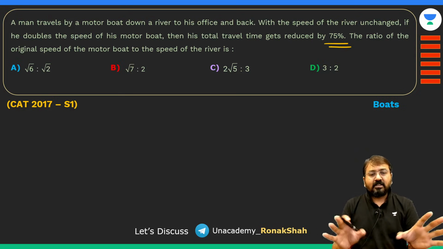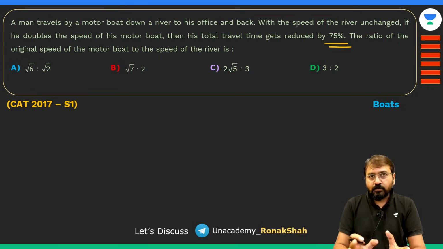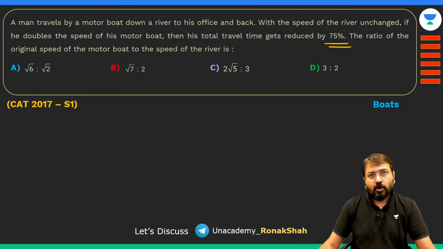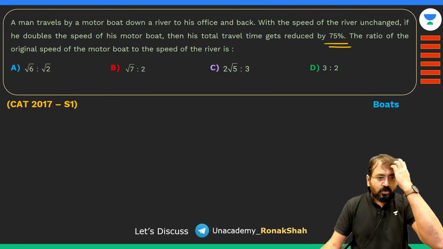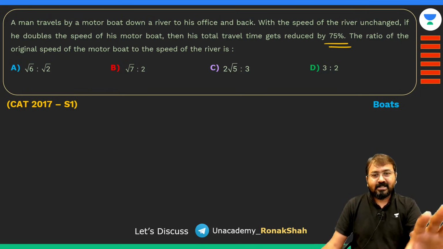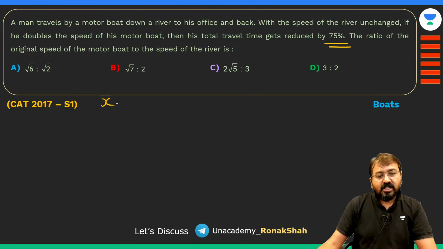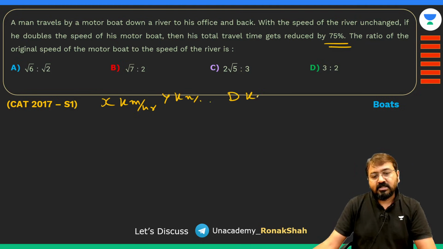Now guys, this is a very simple question. You will have to make an equation and solve it. There is no other option, there is no shortcut to this, so we really don't need to show any design. It's a simple equation. Speed of the boat is say x kilometer per hour, speed of the river is say y kilometer per hour, and let's assume the distance is d kilometer.